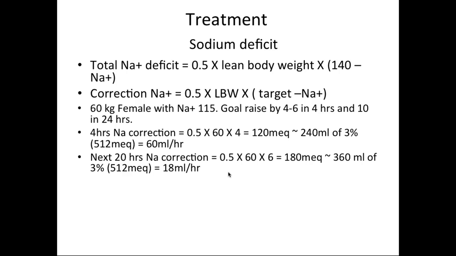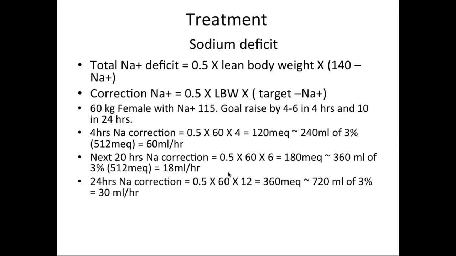If we had a different case in which someone had a serum sodium of 114 and they were asymptomatic, so the goal was a total slow correction over 24 hours. Then what you would do is 0.5 into 60 into 12, so 360 MEQ, so that's about 720 ml total of 3%, and that will come out over 24 hours to 30 ml per hour.